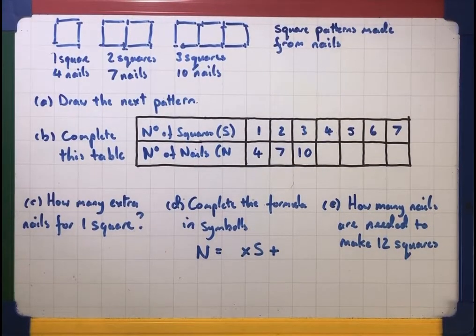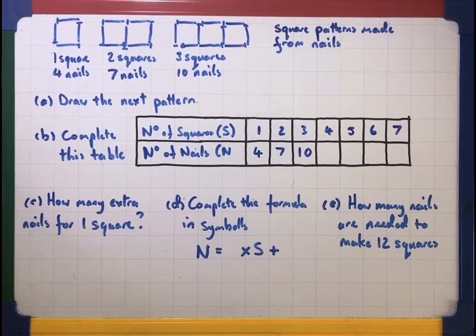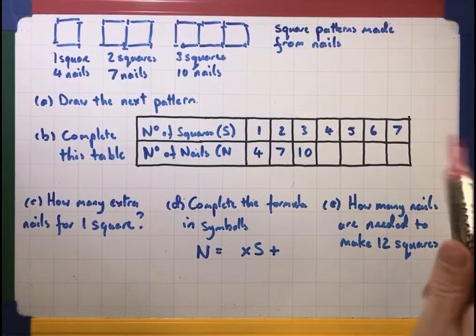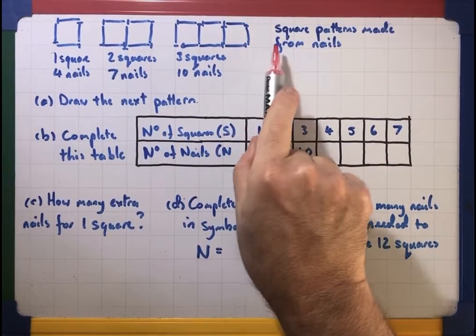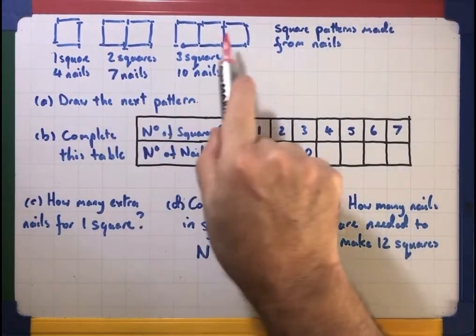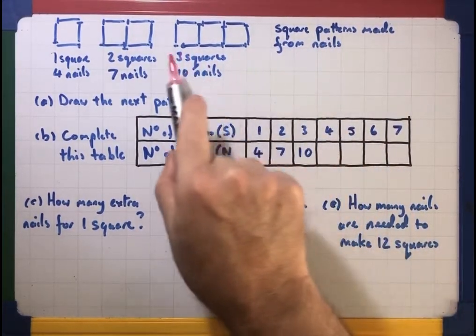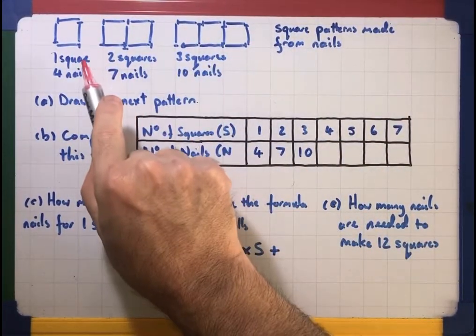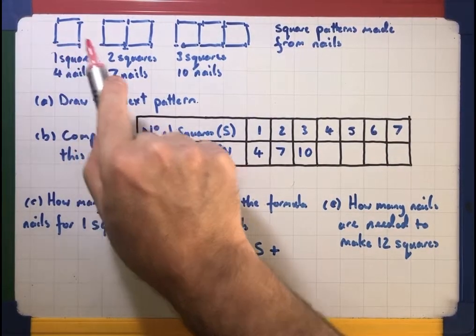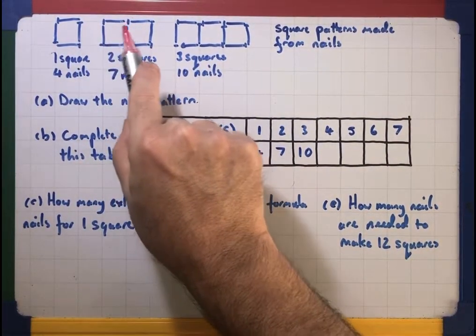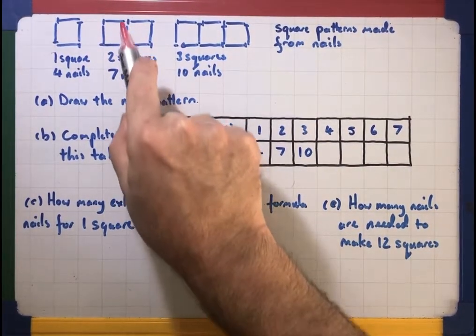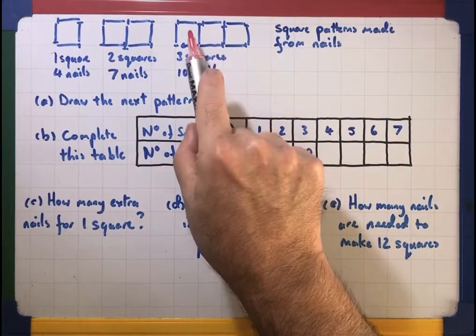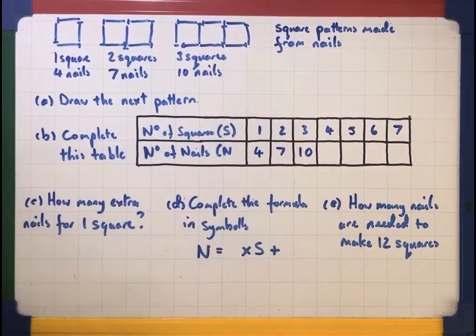We're going to have a look at more complicated, what we call linear patterns. So let's have a look at the pattern that's generated by this thing here. Basically, square patterns have been made from putting together nails. So one square, there is 4 nails. 2 squares, 7 nails. It's only 7 nails because look, the middle one's shared. Similarly, 3 squares, if you count them up, is 10 nails.